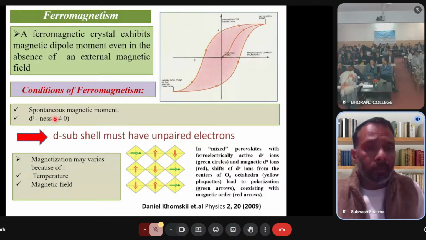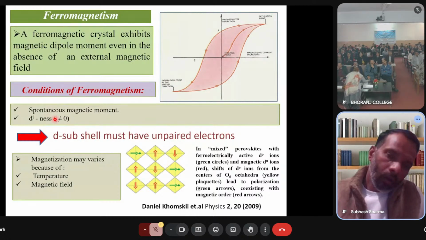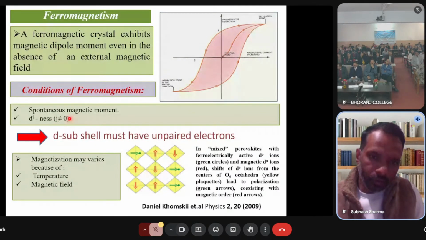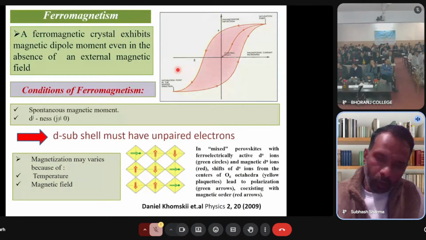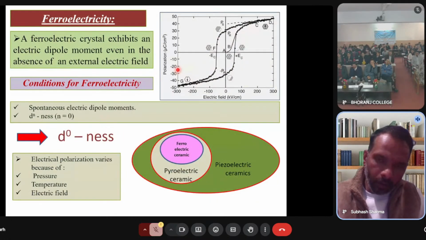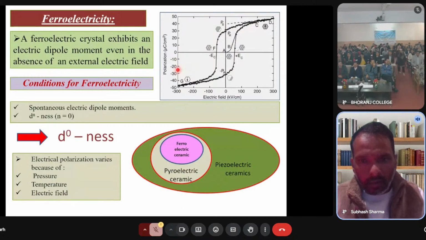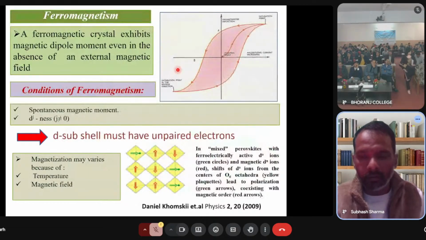So if all the electrons are paired, all the Bohr magnetons are going to cancel each other, so the net magnetization is 0. In the same line, we can define this. Now, if I just tell you, keep these two: one material is ferroelectric and one is ferromagnetic.